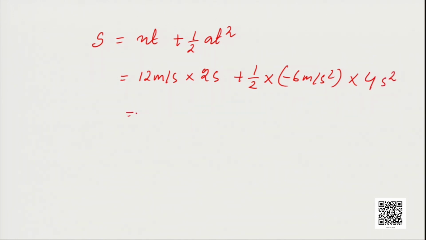Now if you solve this entire equation, you will get the value as 12 meter. So we can say that the car has travelled a distance of 12 meter before it comes to rest. So using the two equations of motion, we could solve this numerical.